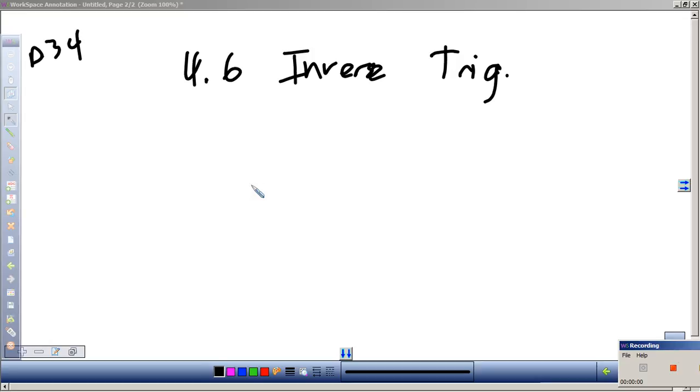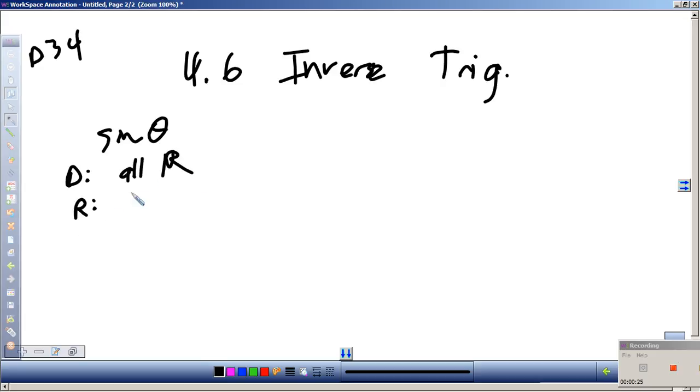Okay, so first tell me about sine. What's its domain? All real numbers. Its range? Okay, 1 to -1 or -1 to 1. So when we look at sine of theta, we said domain, all real, range, -1 to 1.